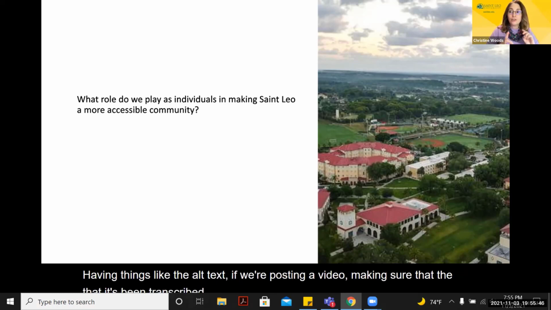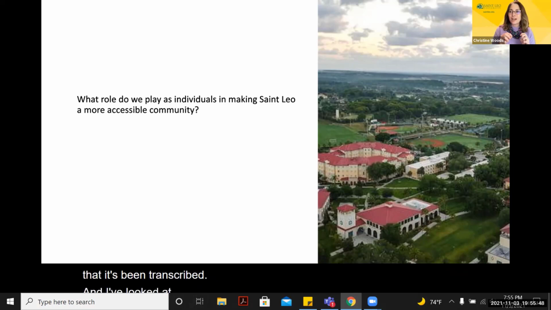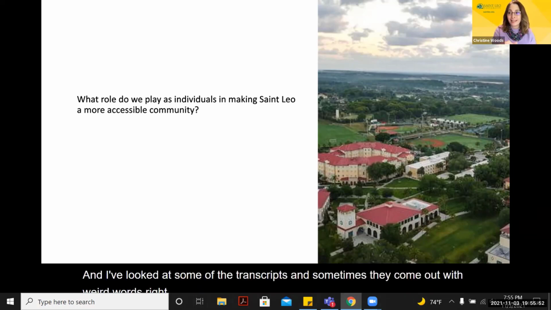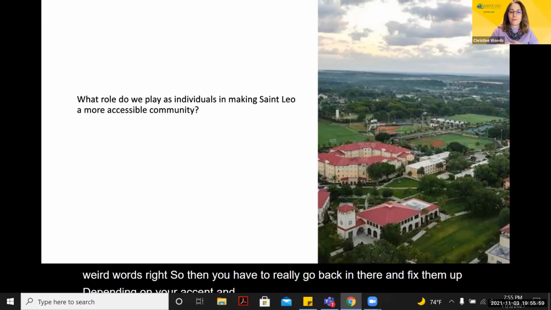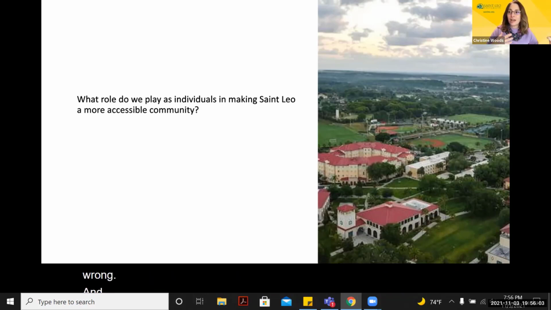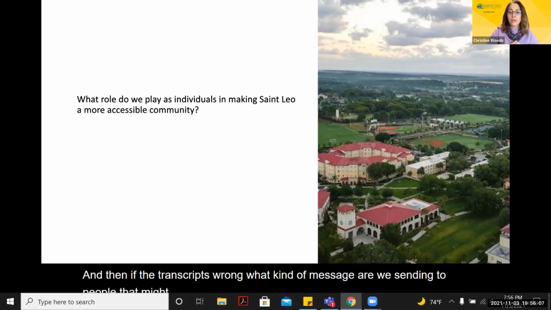And I've looked at some of the transcripts and sometimes they come out with weird words, right? So then you have to really go back in there and fix them. Depending on your accent and how you talk, sometimes things come out wrong. And then if the transcript's wrong, what kind of message are we sending to people that might be really relying on it? Making sure that learning materials are accessible for everybody.